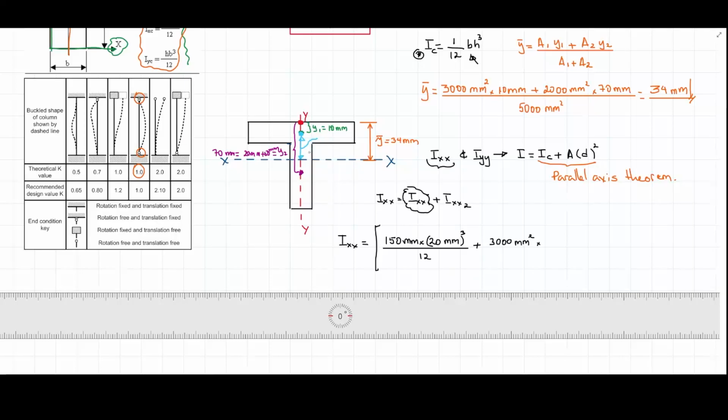This distance is going to be what? It's going to be 34, which is the distance from the top to the x-axis, minus half of the height of this first section. So that's going to be 34 millimeters minus 10 millimeters, squared, in square millimeters. So this is going to be 24 millimeters.